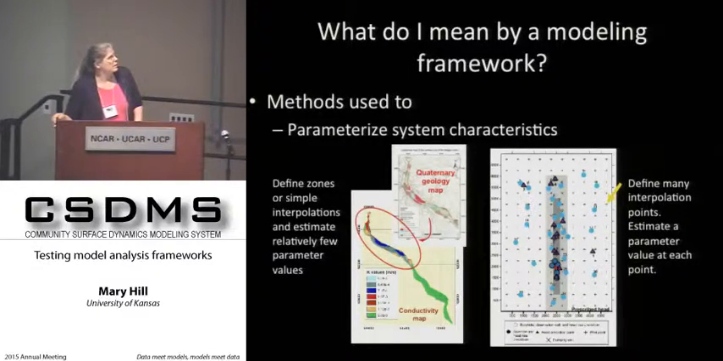The other endpoint is to define many interpolation points. Every one of the small crosses on that figure is a place where a parameter value is estimated, and then those are estimated based on both prior information about the values and the values at each point. And there's work that's been done for both these kinds of systems on how accurate they can tend to be. And I'm going to talk about an example that used the one on the left.